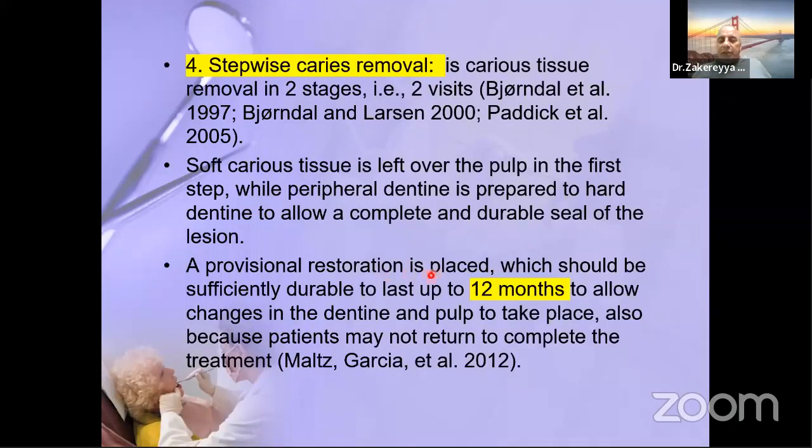A provisional restoration is placed, which should be sufficiently durable for 12 months to allow changes in the dentine and pulp to take place. Also, because patients may not return to complete the treatment.